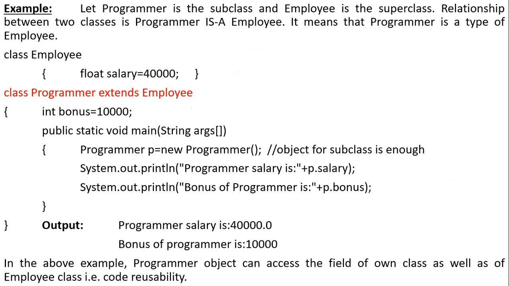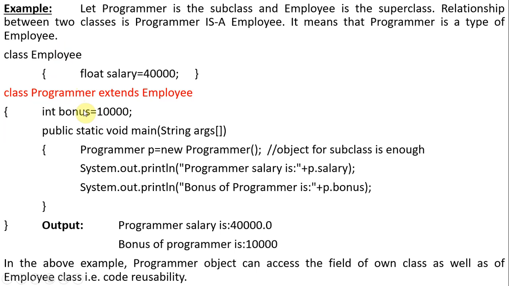When it comes to the example, look here. We are taking an example of employee as well as programmer. First we create a class Employee. Here we have a variable, float salary = 40000. So, a class with one variable. Now we create another class, Programmer extends Employee. Extends means we are performing inheritance between Programmer and Employee.